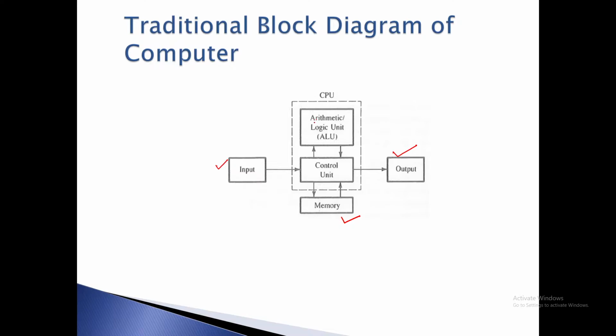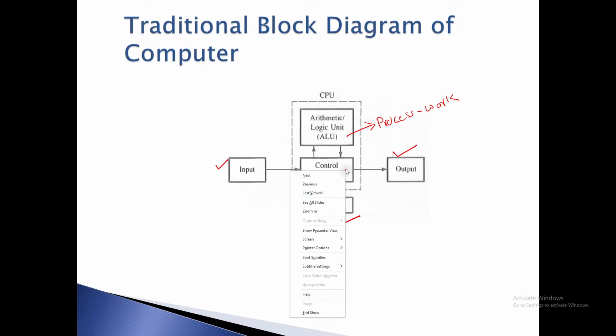One is the arithmetical logical unit, second is the control unit. All the processing is done through the arithmetical logical unit. Process means work. Work is achieved through the arithmetical logical unit, and which type of work has to be achieved is controlled by the control unit.